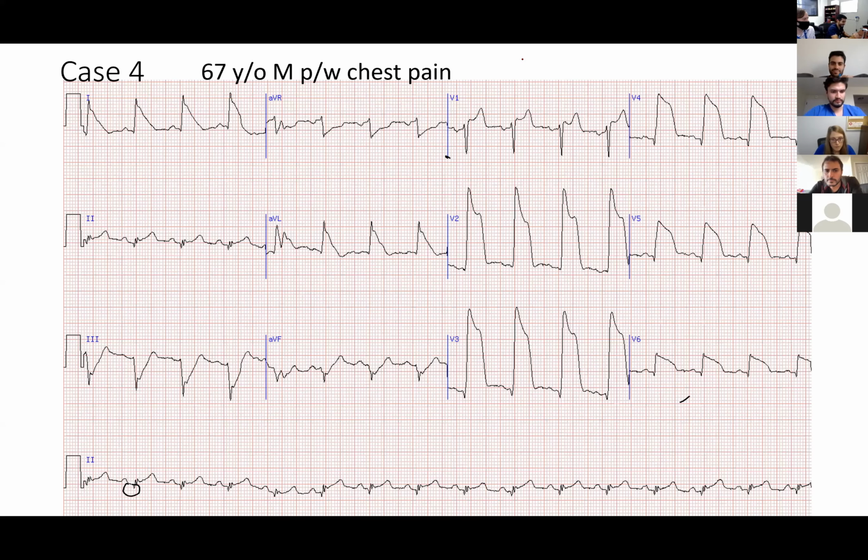So start with the person. They have chest pain. Great. Very informative.